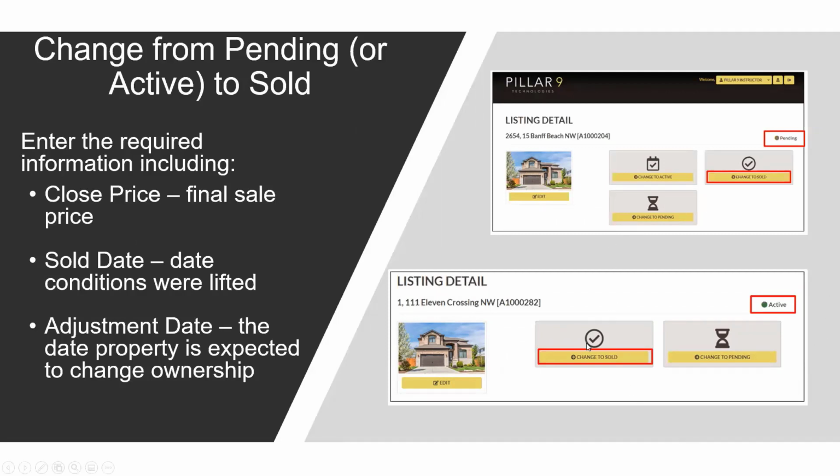In either case, you're going to have to report the final sale price. You're going to have to report the date the conditions were removed, or the firming date if you like. And you're going to have to report the adjustment date, which is the date the property is expected to actually transfer ownership. What you don't see displayed on your screen is you will also have to report information about the buyer's agent, the buyer's agent's brokerage, etc.